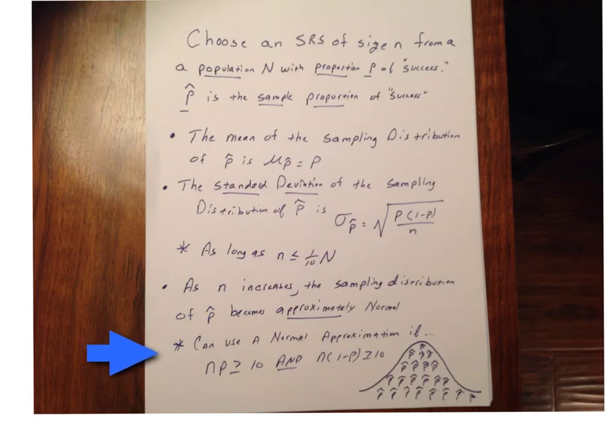And this condition is we can use a normal approximation as long as n times p, your sample size times the proportion, is greater than or equal to 10, and your sample size times 1 minus your proportion is greater than or equal to 10. Here's an example of a distribution of a bunch of p hats. That's a sampling distribution.